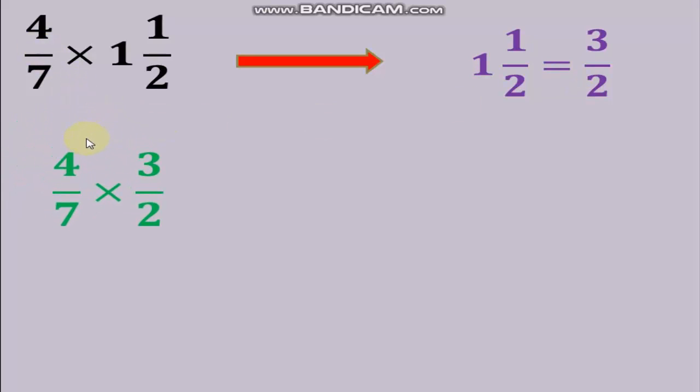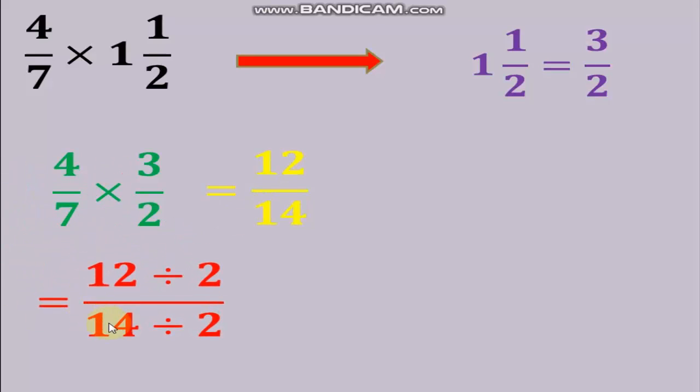Step number 2, multiply the numerators and denominators. 4 times 3 equals 12. 7 times 2 equals 14. Step number 3, put the result in the simplest form. 12 and 14 are divisible by 2. 12 divided by 2 equals 6. 14 divided by 2 equals 7.